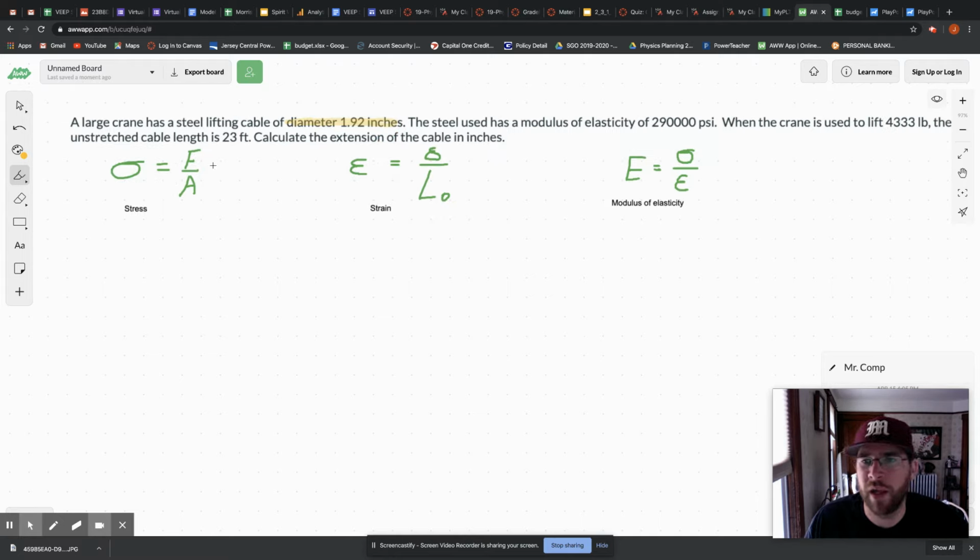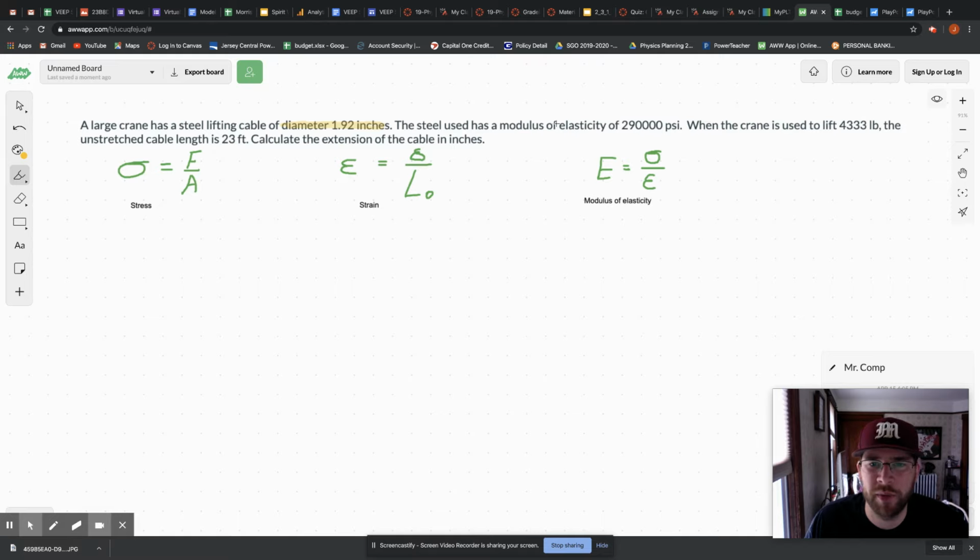The next thing that we have that might be important is this modulus of elasticity. The modulus of elasticity is 290,000 pounds per square inch. That's what PSI stands for. It's used to lift 4,333 pounds, and the unstretched cable length is 23 feet. So let's jot down what all of this information is.